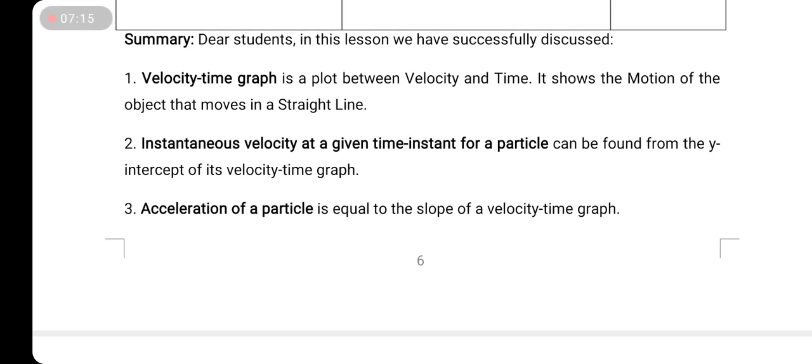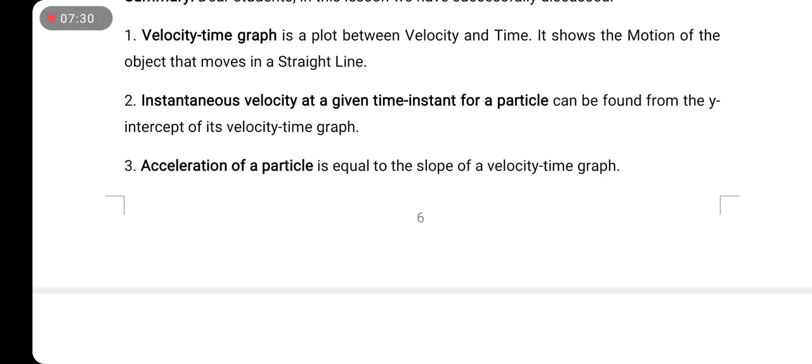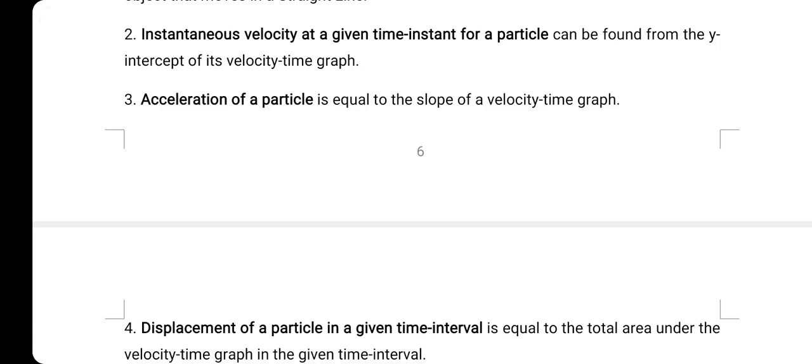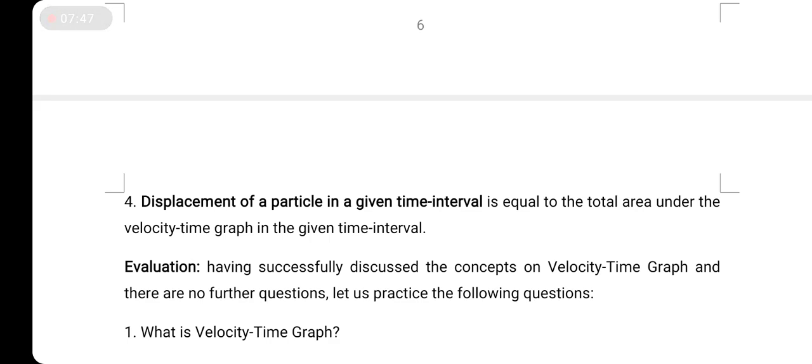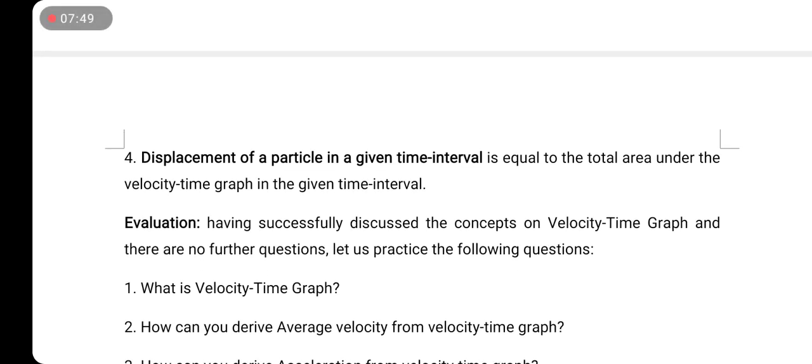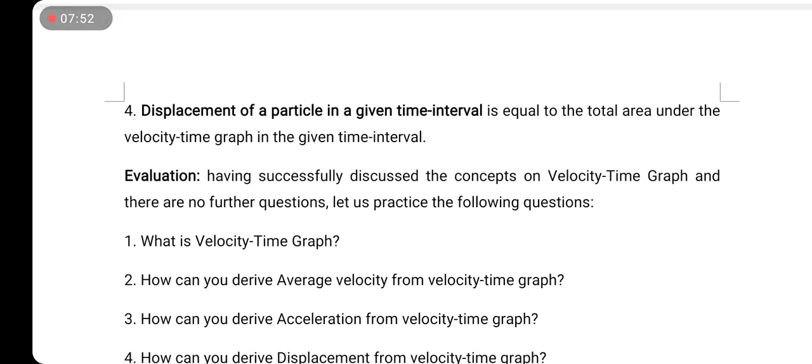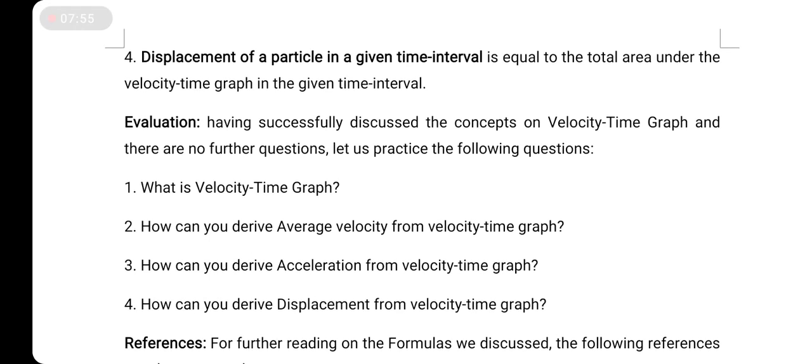Dear students, in this lesson, we have successfully discussed velocity time graph, which is a plot between velocity and time. It shows the motion of the object that moves in a straight line. 2. Instantaneous velocity at a given instant for a particle can be found from the y-intercept of its velocity time graph. 3. Acceleration of a particle is equal to the slope of a velocity time graph. 4. Displacement of a particle in a given time interval is equal to the total area under the velocity time graph in the given time interval.